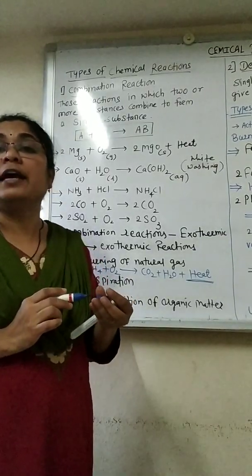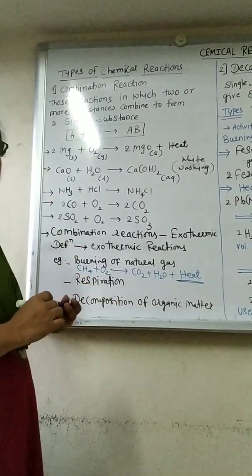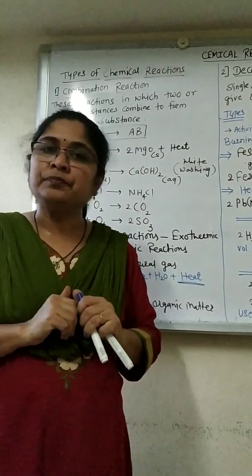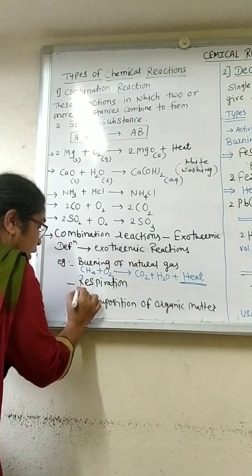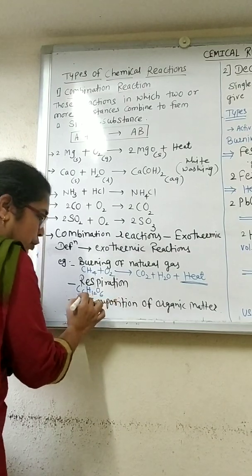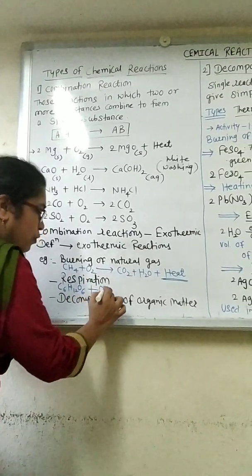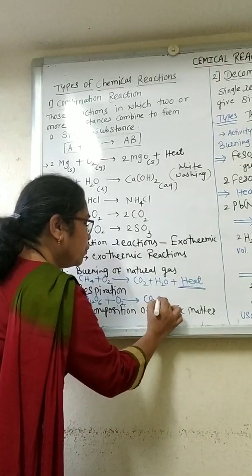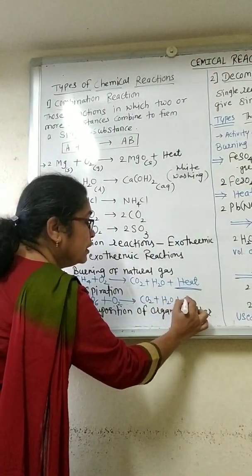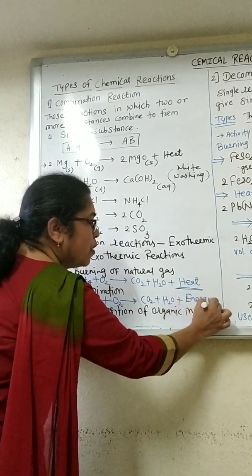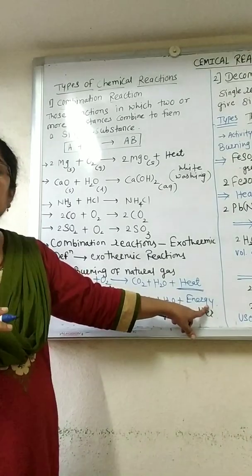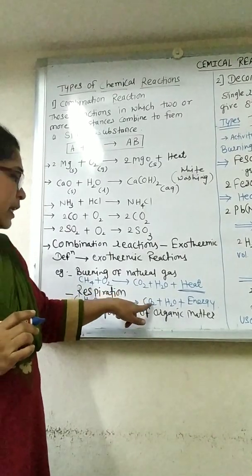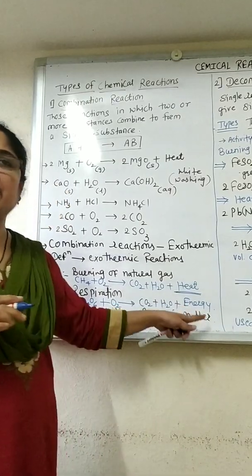Respiration is also a kind of exothermic reaction. Respiration means the process of formation of energy from assimilated food. Take an example for this. C6H12O6, this is glucose. When it is burned in the presence of oxygen, it forms CO2 plus H2O along with energy in the form of heat, and this is nothing but the heat liberated during this process. This is glucose, this is oxygen, and the products are carbon dioxide, water and energy. This energy is in the form of ATP.